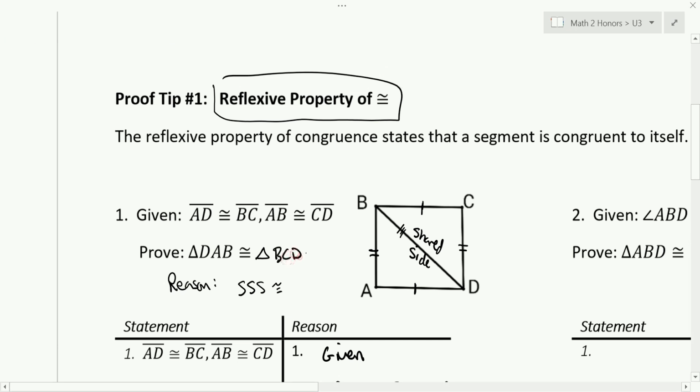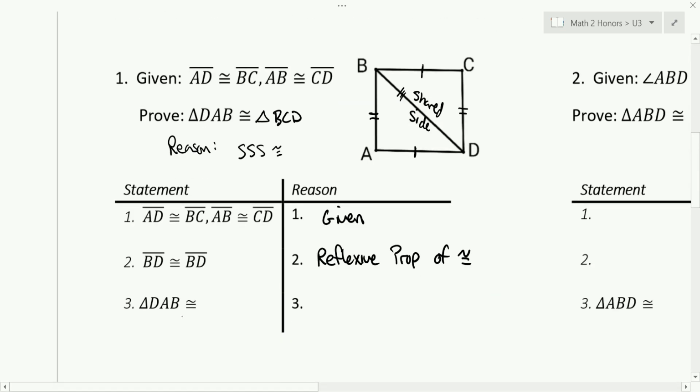BCD? So let's check. DA and BC both have 1 mark. AB and CD both, yeah. So once you check a couple things, then you know, okay, I'm on the right track here. And so your last statement in a formal proof will be what you're trying to prove. So I'm trying to prove that these 2 triangles are congruent.